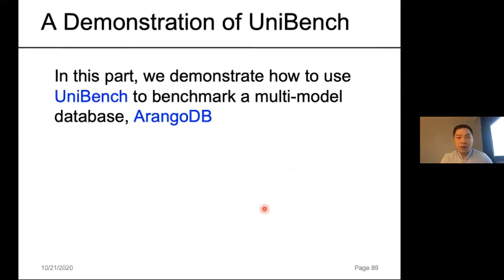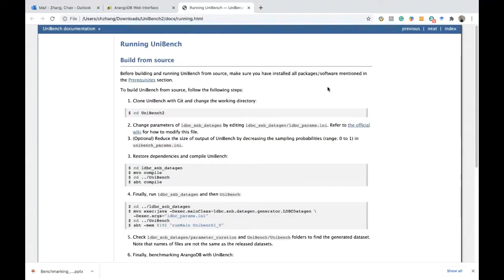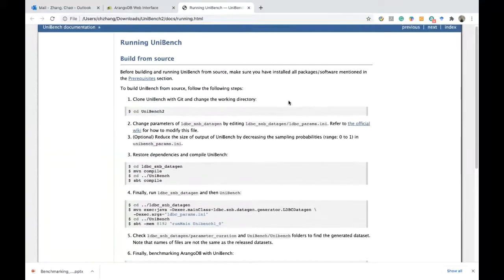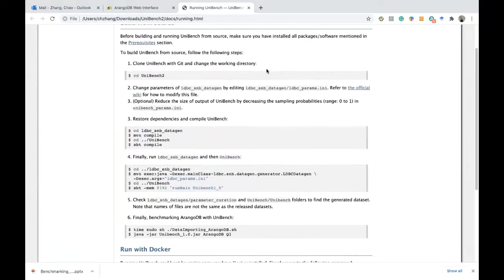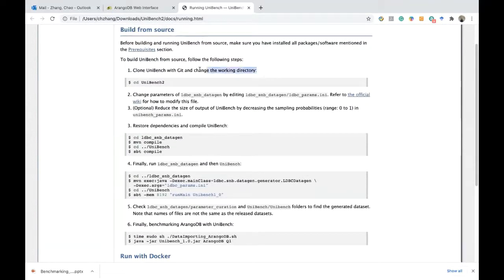So next, we will demonstrate how to use UniBench to benchmark a multimodel database, ArangoDB. Hello. Now we demonstrate how to run UniBench for ArangoDB. So first of all, we clone UniBench and change the working directory to UniBench2.